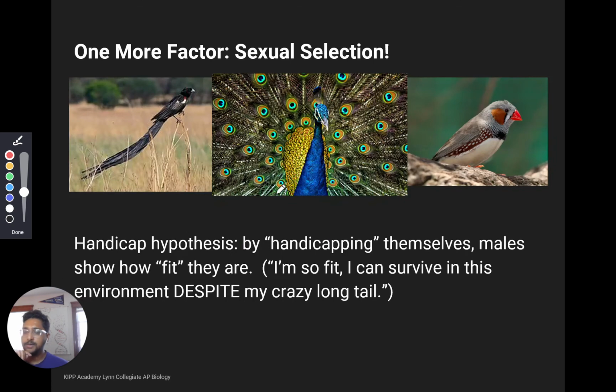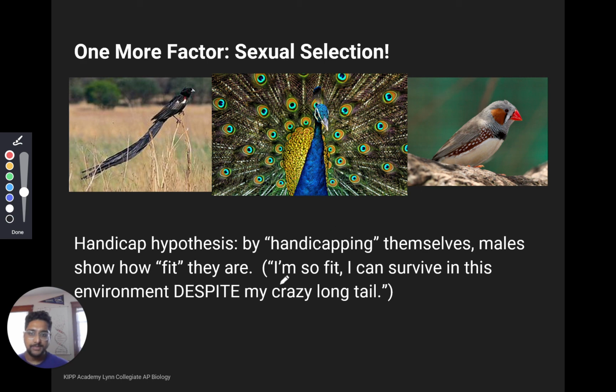And the answer is the idea of the handicap hypothesis. So the handicap hypothesis is the idea that males of a population, and sometimes females as well, will actually do things that make them more likely to stand out to predators. So for example, the willow bird has a long tail, and the peacock has this giant plume full of feathers, and this particular finch has this very distinct orange marking on their faces.